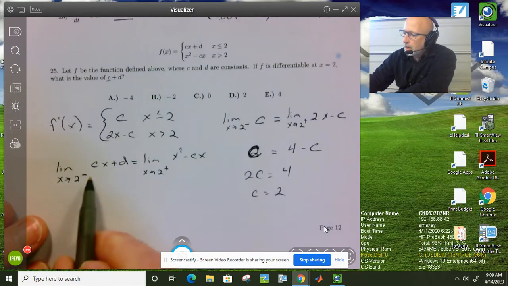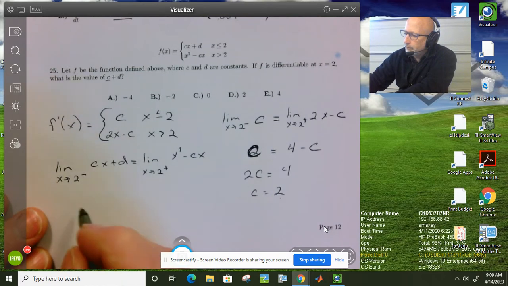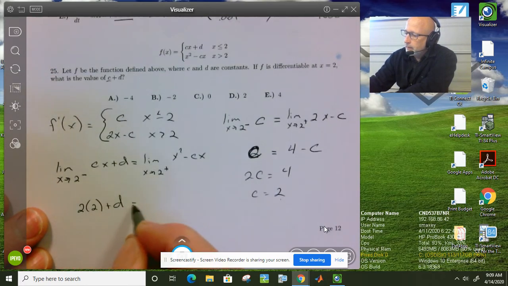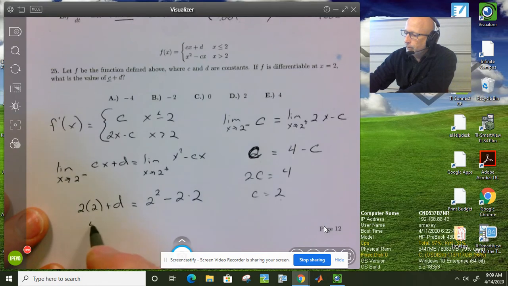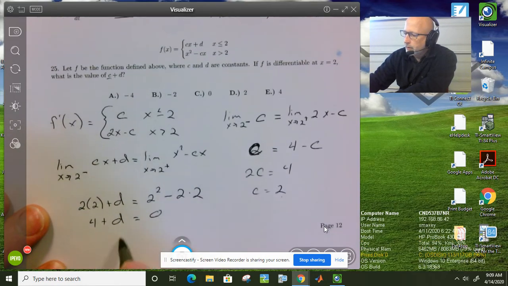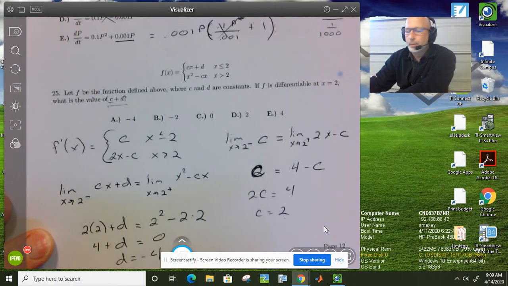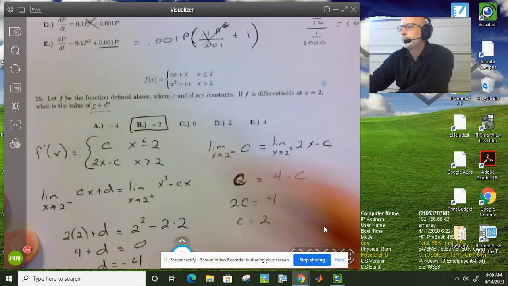Okay, so C I know is 2. And then I'm going to plug in what this is equal to. So I have 2 times 2 plus D is going to be equal to 2 squared minus 2 times 2. So I have 4 plus D is equal to 4 minus 4, which is 0. So D turns out to be negative 4. I'm looking for C plus D. So negative 4 plus 2 gives me negative 2.